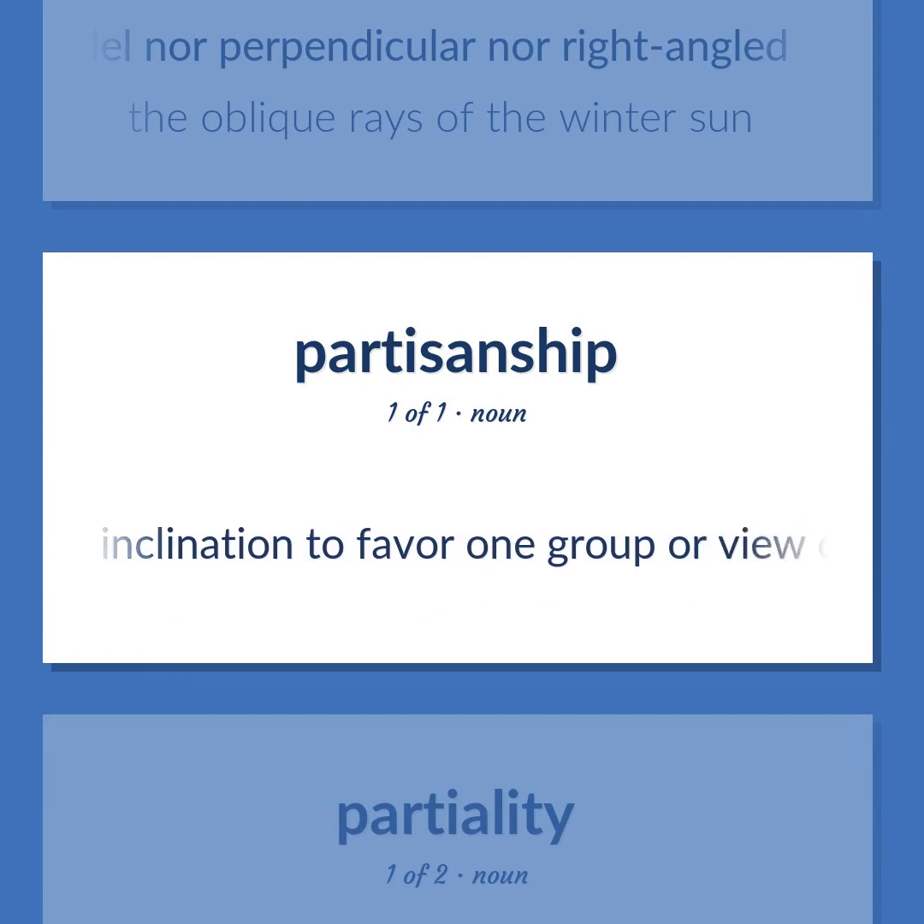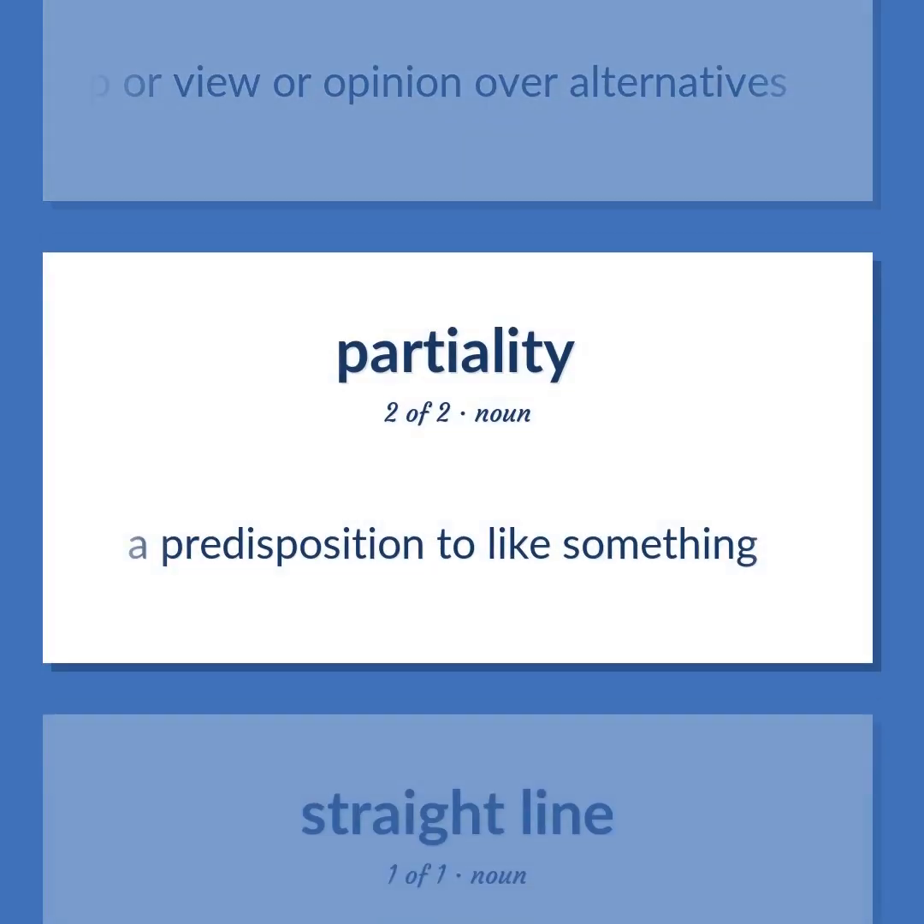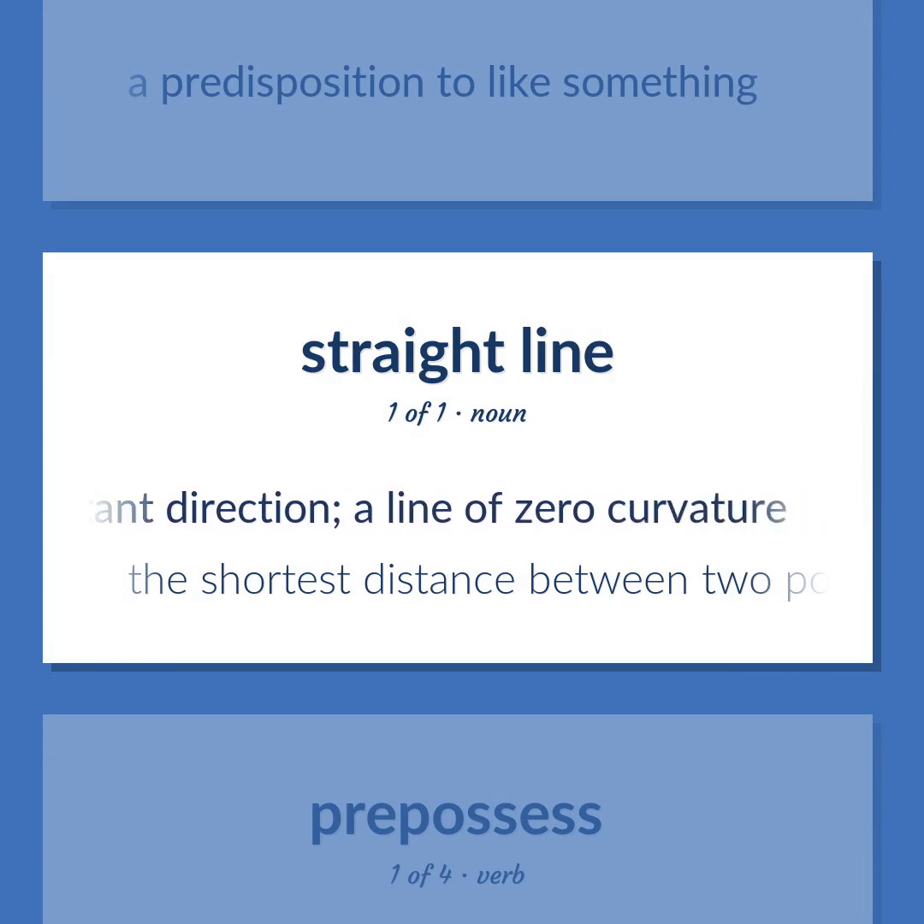An inclination to favor one group or view or opinion over alternatives. A predisposition to like something. A line traced by a point traveling in a constant direction, a line of zero curvature. The shortest distance between 2 points is a straight line.